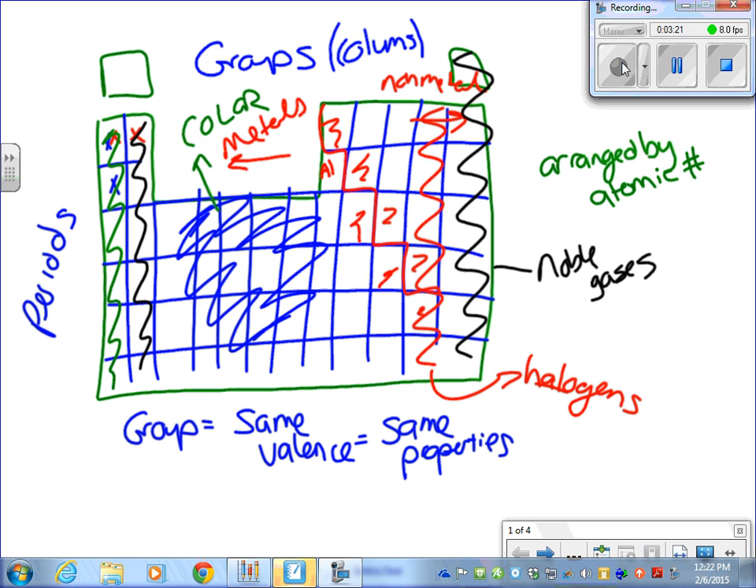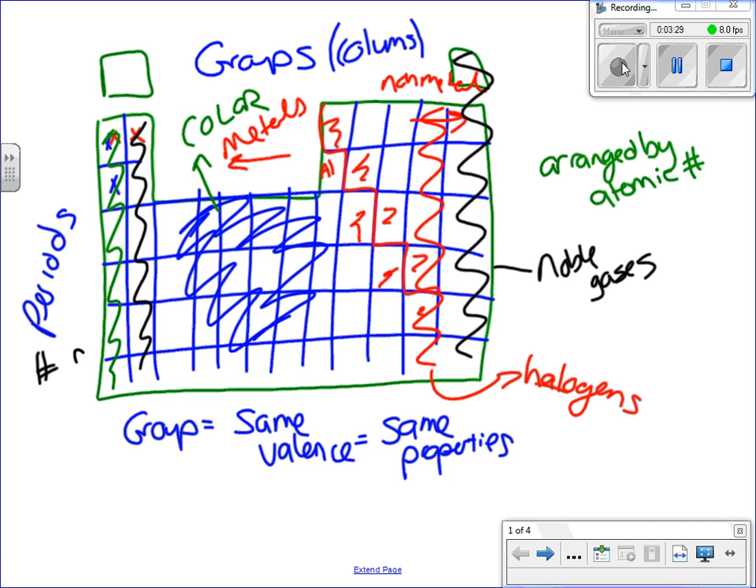You need to know where to find metals, and where to find nonmetals. You need to know periods are the same as the number of shells or occupied energy levels. So if it's in period 3, it has 3 shells. If it's in period 7, it has 7 shells. That's important to know. And that's kind of the arrangement of the periodic table and why it has the shape that it does.